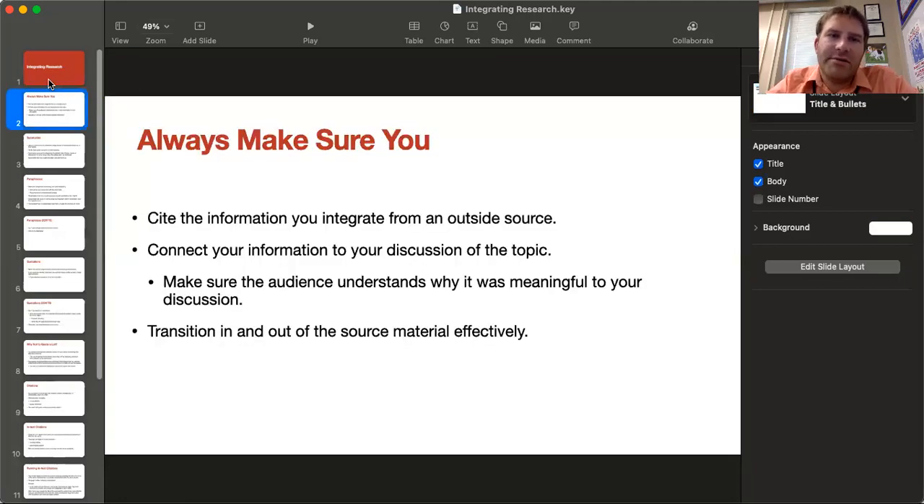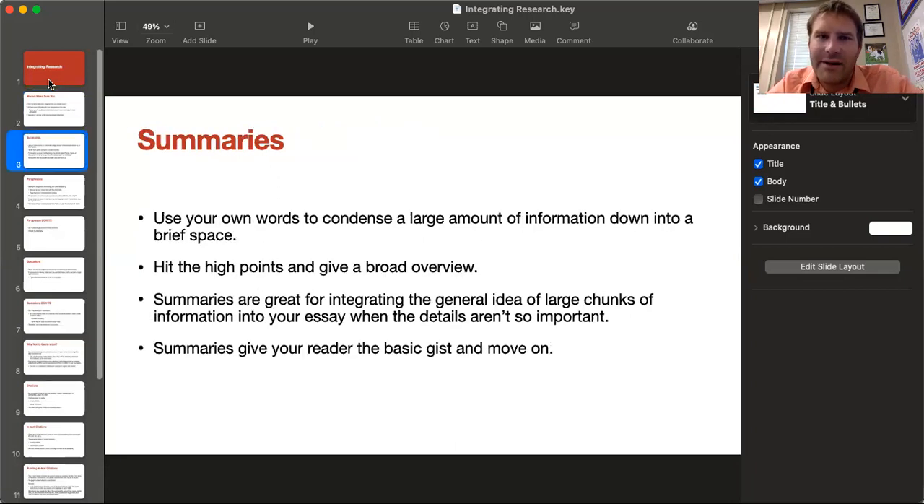So always make sure that you cite the information you integrate from an outside source, connecting your information to your discussion of a topic. Make sure your audience understands why it was meaningful for your discussion. You transition in and out of the source material effectively. Don't just cite for cite purposes. Make sure you explain why you brought this information into the paper. What is the relevance of it? Don't just drop it and leave it completely out of nowhere.